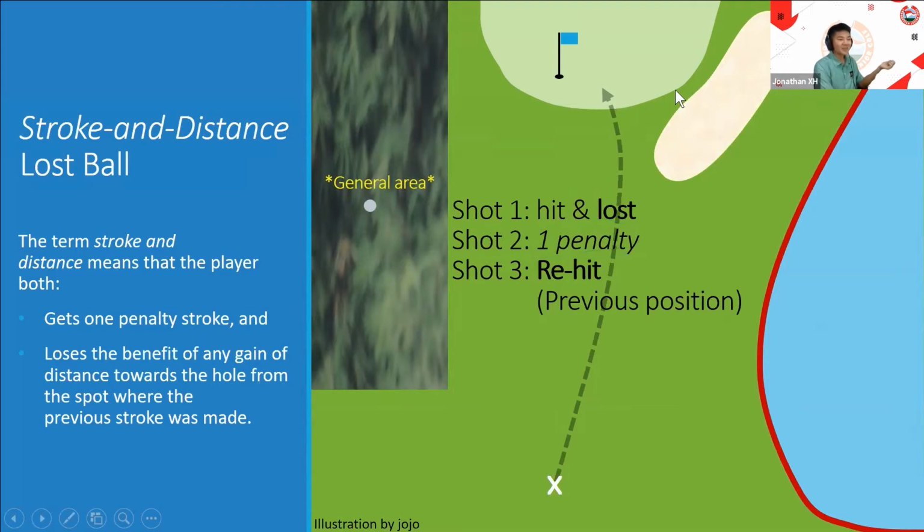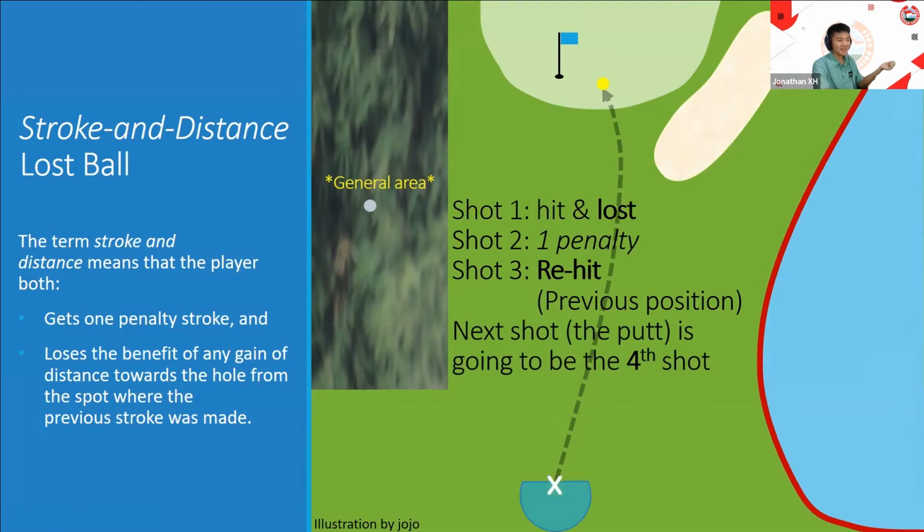And to clarify this, your next shot will be, in this case, a putt on the yellow ball that is only a meter away from the hole. That will be your fourth if we were counting this as the first shot. So Gian, go ahead.